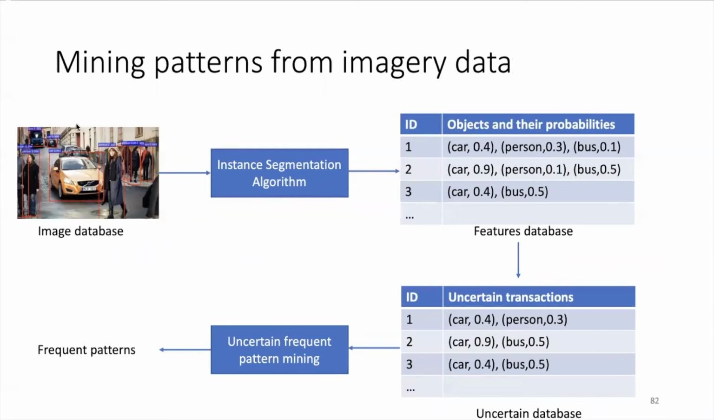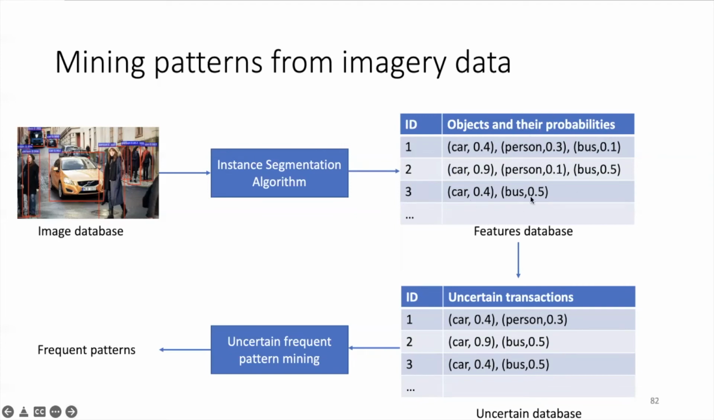So here, assume we have some image data set. When this image data set is provided to an instance segmentation algorithm, for each image the algorithm identifies objects and their probabilities. For example, in this figure, there is a car with 0.4 probability, a person with 0.3 probability, and a bus with 0.1 probability. So the instance segmentation algorithms identify objects and their probabilities.